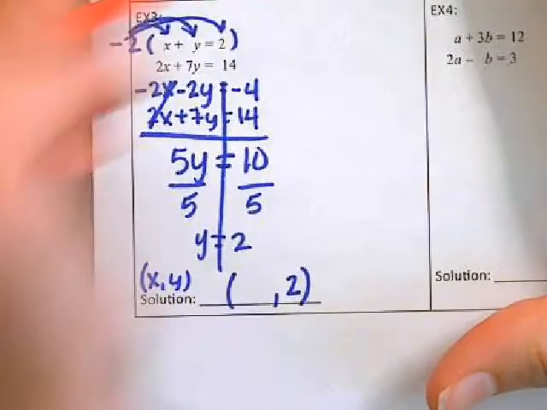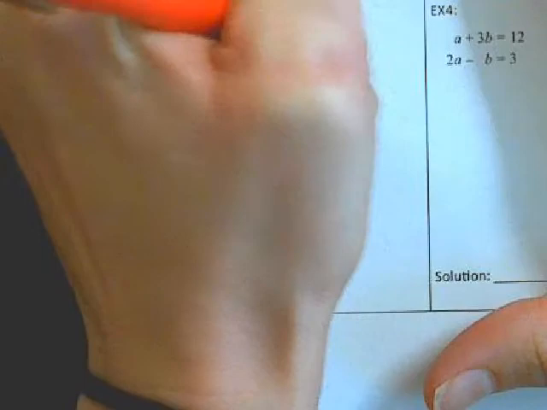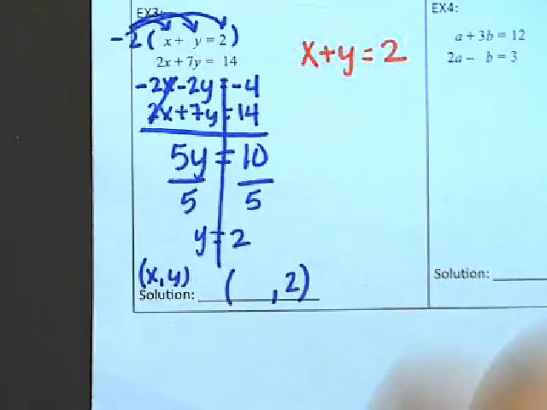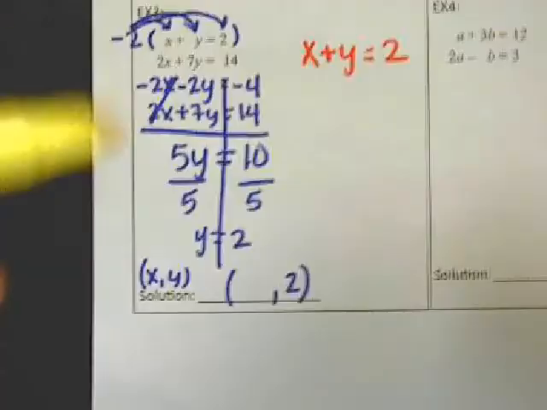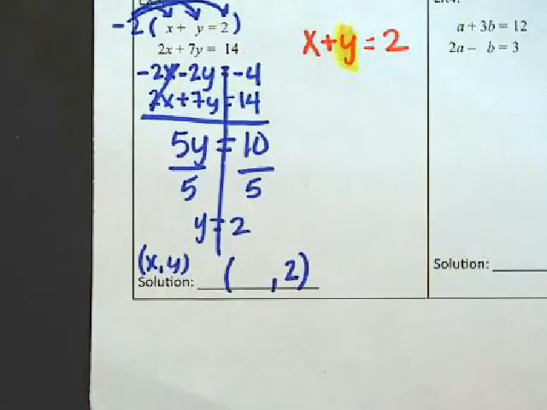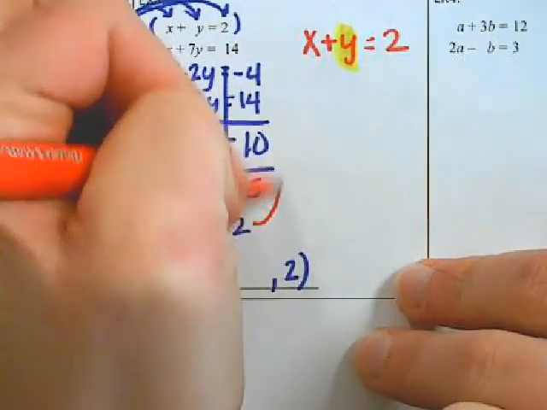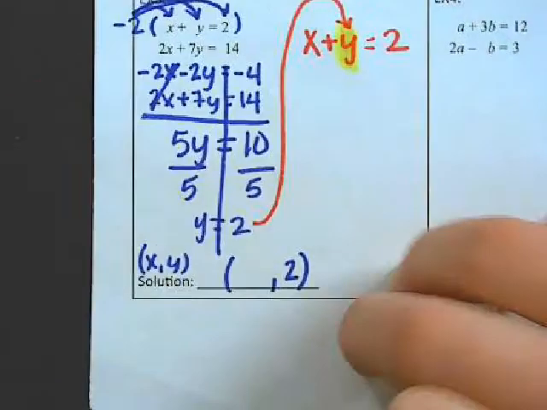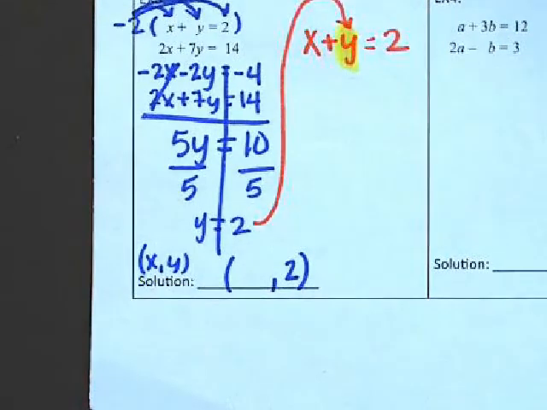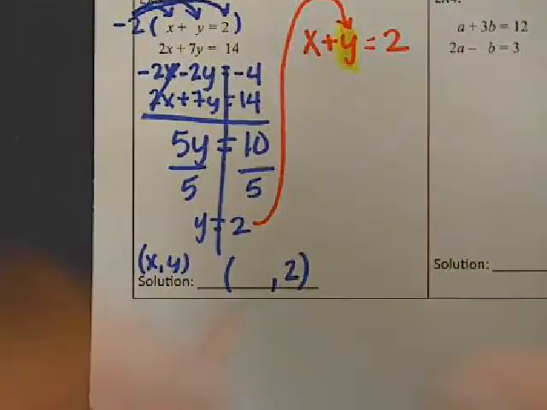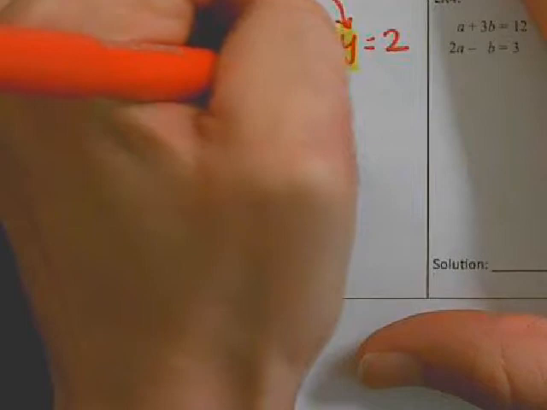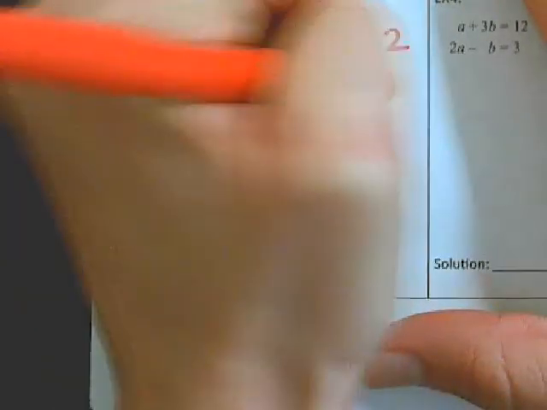All right, so x plus y equals 2. Which letter do I know? Y. Right here. I know that one. So that is going to change to a 2. And when I plug it in, it's got to have parentheses. x plus 2 equals 2.